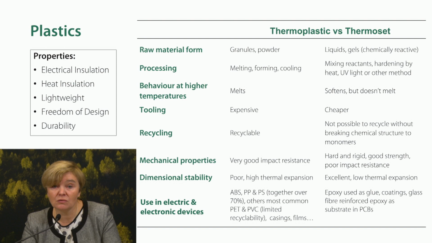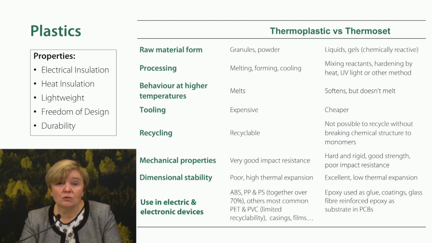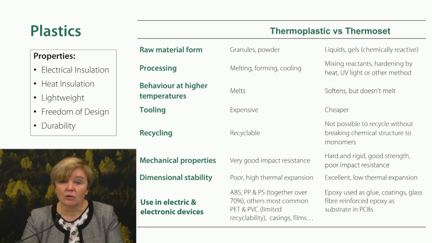However, thermoset resins usually have much lower thermal expansion, which is very important in, for example, PCB boards, because you are using metals which need a high-temperature process to remelt, and thermoplastic polymers cannot withstand that. So looking into use, thermoplastic polymers are mostly ABS, PP and PS. They form about 70% of all the plastics used in the electronics and electrics industry.